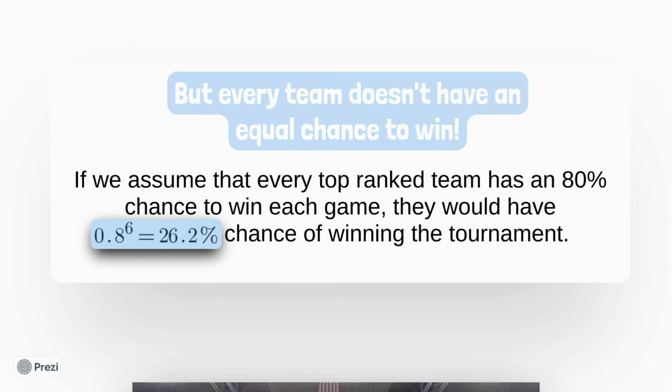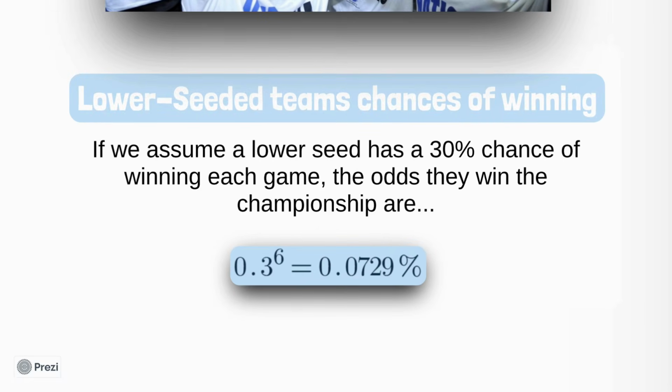To get this number, we take our chance of winning, 80% or 0.8, and raise it to the power of the number of games that team would need to win, 6. But lower seeds have an astronomically lower chance of winning the tournament based on their lower chance of winning each game. If we assume one of the lower ranked teams only has a 30% chance of winning each individual game, that would equate to a 0.0729% chance of winning the NCAA tournament.